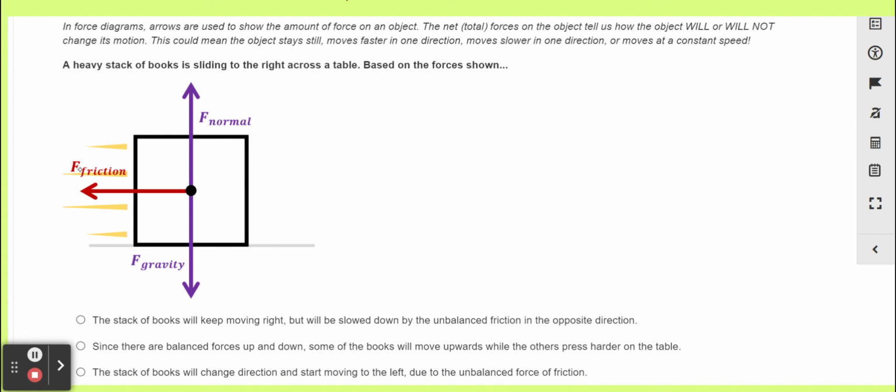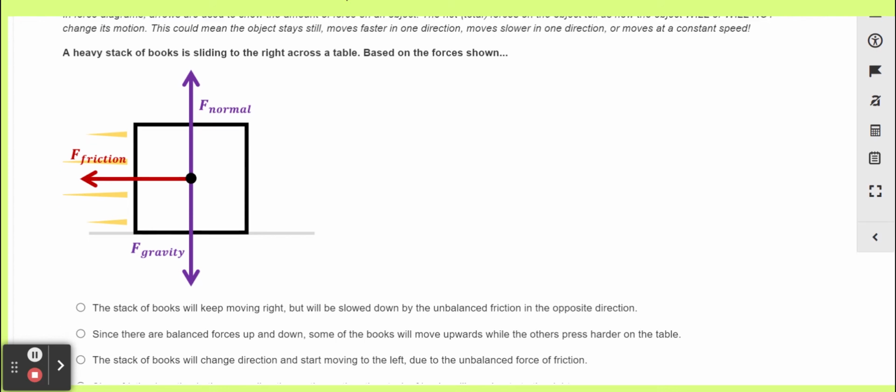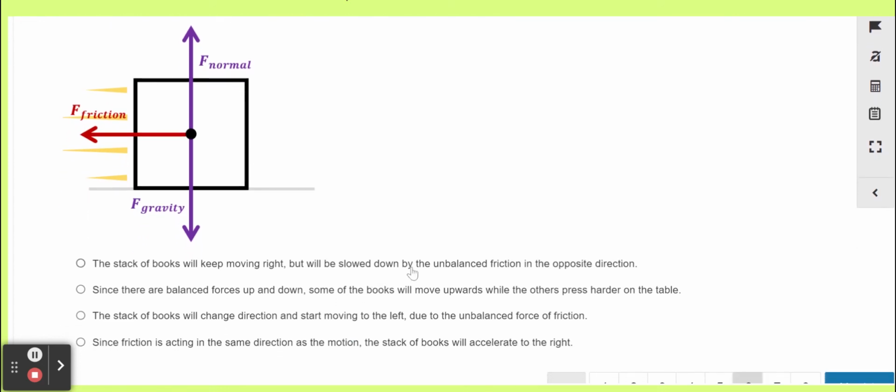It is already moving to the right, but we also have friction acting towards the left, against the direction of the motion. So we don't have an applied force here. It's already in motion. It's already sliding. But then we have friction going against that motion to the left. So our books are already in motion, and they're going to be slowed down by that opposing force. So, stack of books will keep moving right, but will be slowed down by the unbalanced friction in the opposite direction. That sounds pretty good.